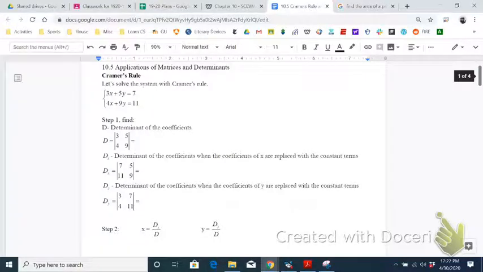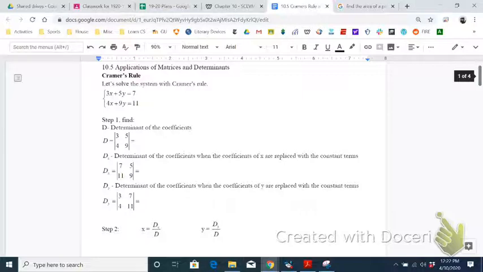Okay, in these next two classes, we're going to look at all the different applications you could do with matrices. So we spent a lot of time learning a lot of operations with matrices, how to multiply them, how to transpose them, how to find determinants and inverses. Now we're going to get into some real-world applications of them.